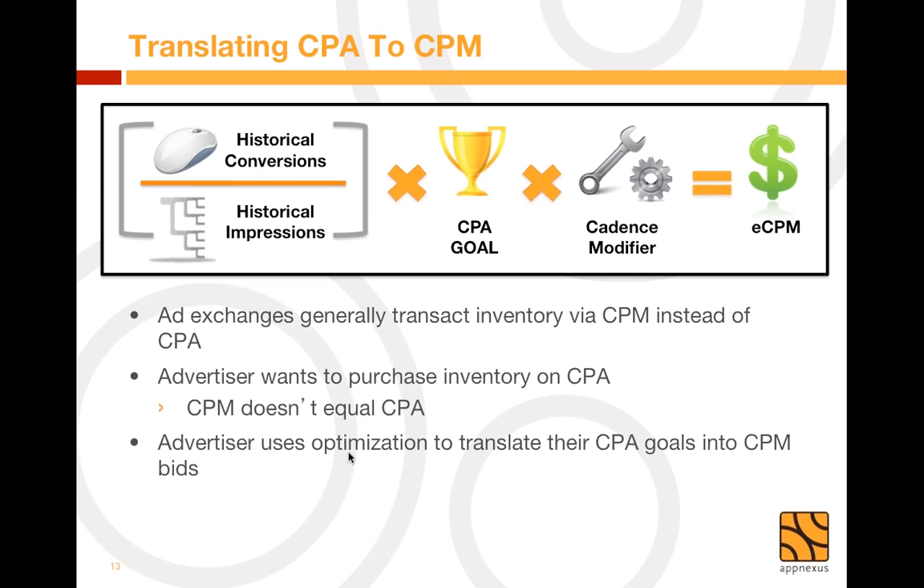We're getting some questions in here, so I'm going to stop for a second about what the cadence modifier really is, what it does, and how that impacts the bidding process. I mentioned this briefly, but the cadence modifier takes user recency and user frequency into account for every impression that you bid on with our optimization system.